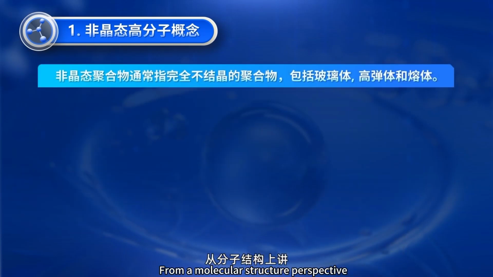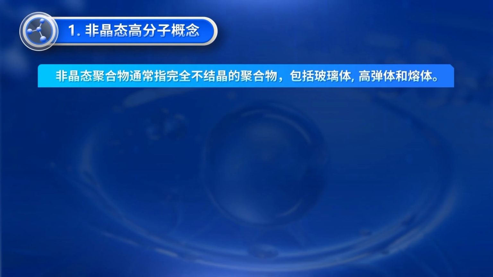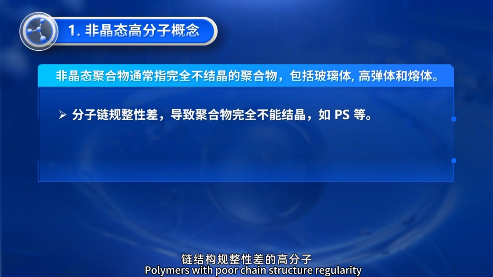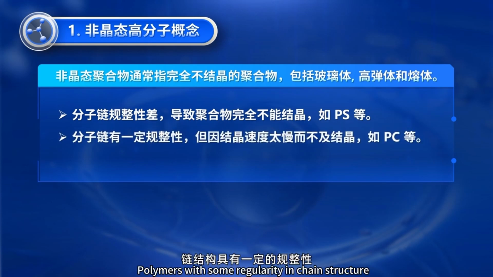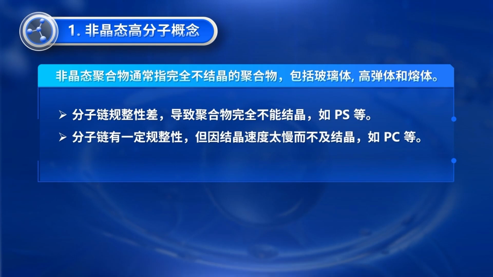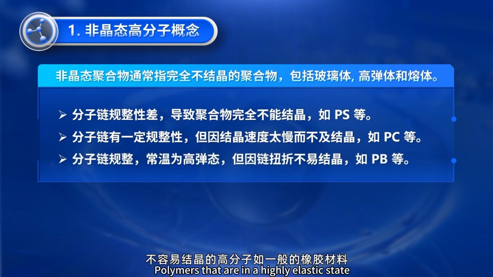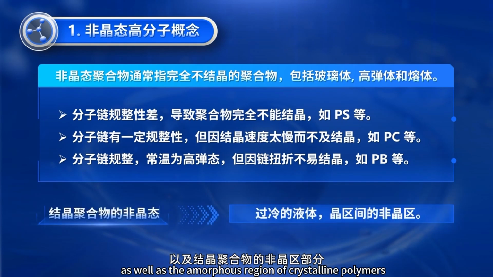From a molecular structure perspective, amorphous polymers include the following types. Polymers with poor chain structure regularity, such as PS, polystyrene. Polymers with some regularity in chain structure, but with extremely slow crystallization rates, such as PC, polycarbonate. Polymers that are in a highly elastic state at room temperature and are difficult to crystallize, such as general rubber materials, for example, PB, polybutadiene, as well as the amorphous region of crystalline polymers.